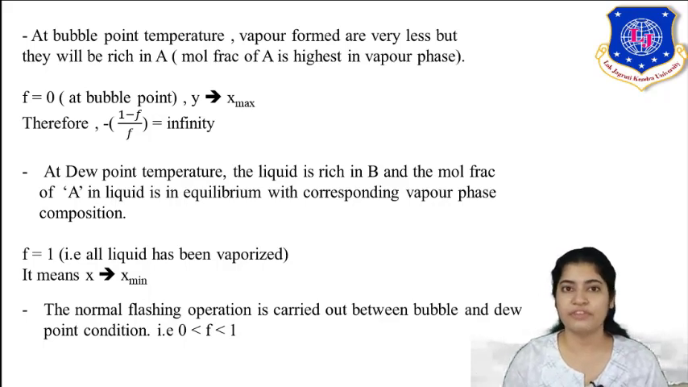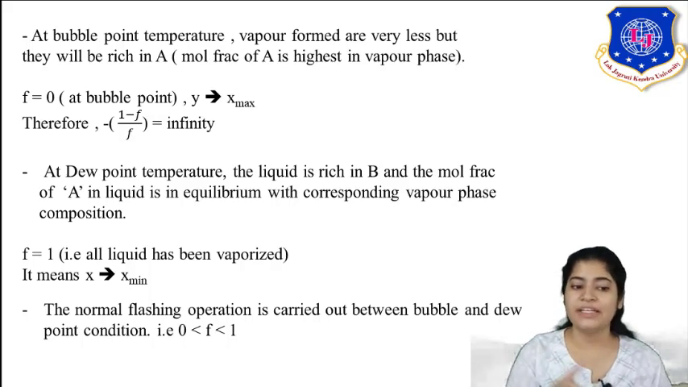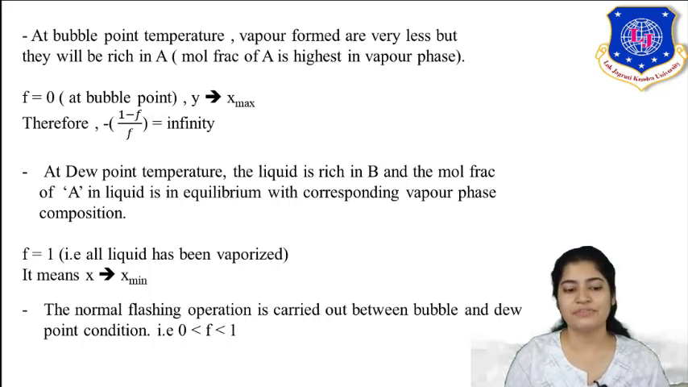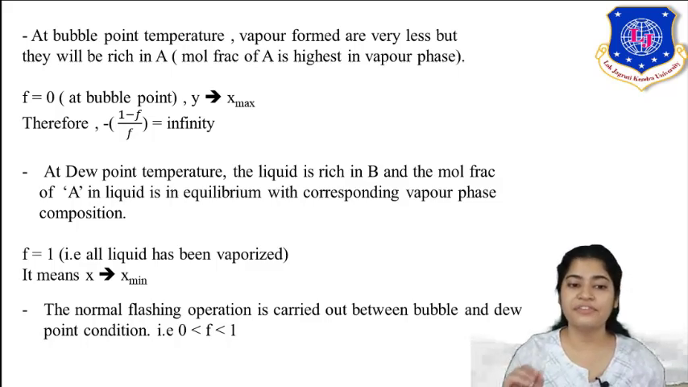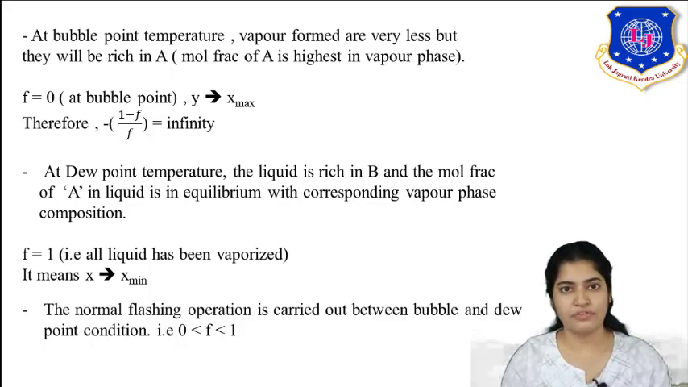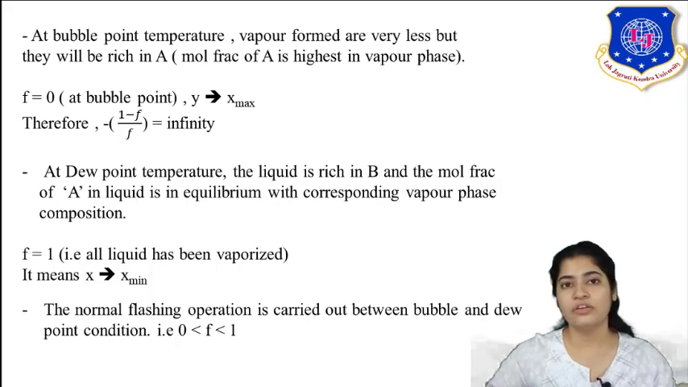At dew point condition, what is F? F is the fraction of feed vaporized. Dew point condition means my feed is totally in vapor form. Hence F is 1, that is, all liquid has been vaporized. But what does X give you? X minimum. It means the mole fraction of A in the liquid phase here. Every composition is of A only, the more volatile component. So X would be X minimum, because your more volatile component would be high in the vapor phase.